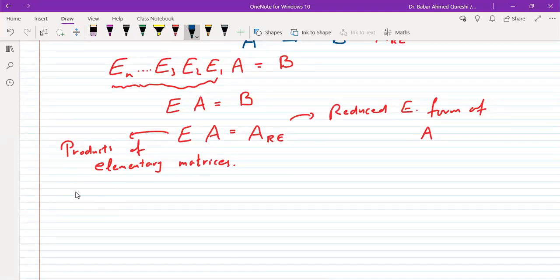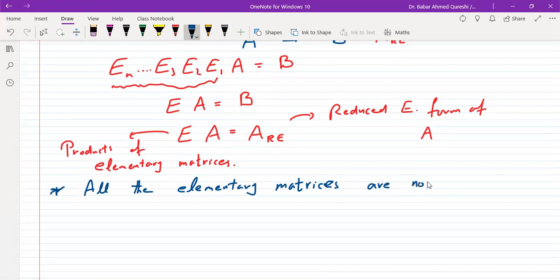Now, the first result which we discussed today comes into play because of a property of these elementary matrices. That property is that all the elementary matrices are non-singular. They have an inverse. How can I see it and how do I find it? It's very easy.